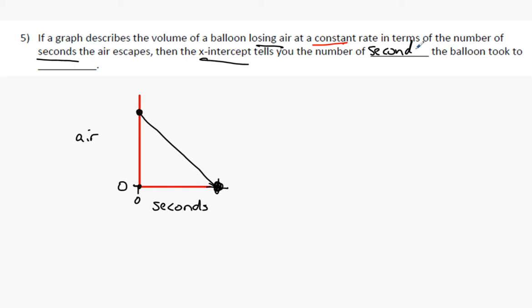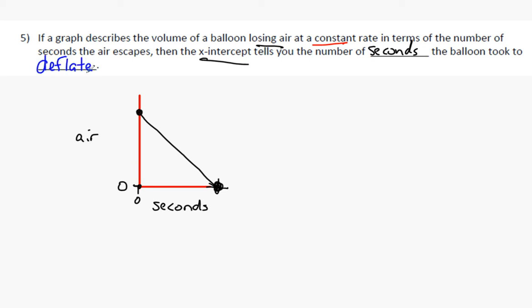The balloon took to run out of air, or, since everyone's favorite little made-up football thing is to talk about how things deflate. Ha ha ha, how funny.